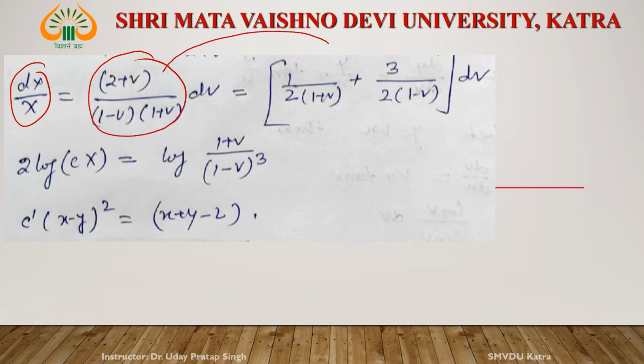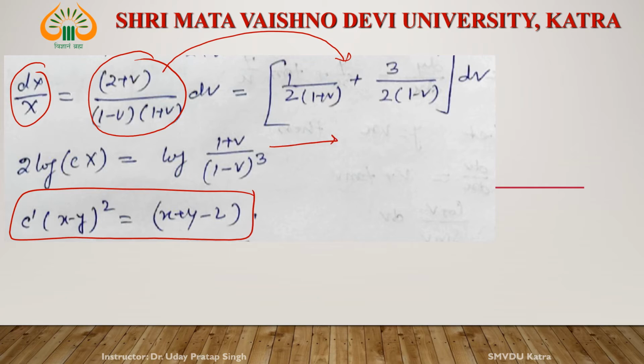And convert it into partial fractions, and integrate. After integrating, we find this solution. Right, write small v is equal to capital Y by X and simplify to find this solution.